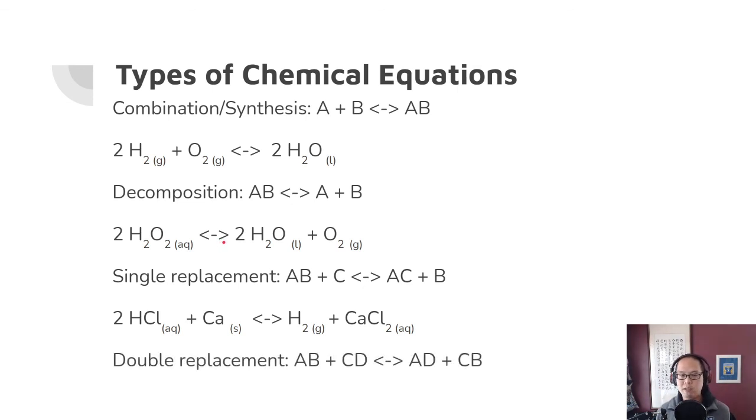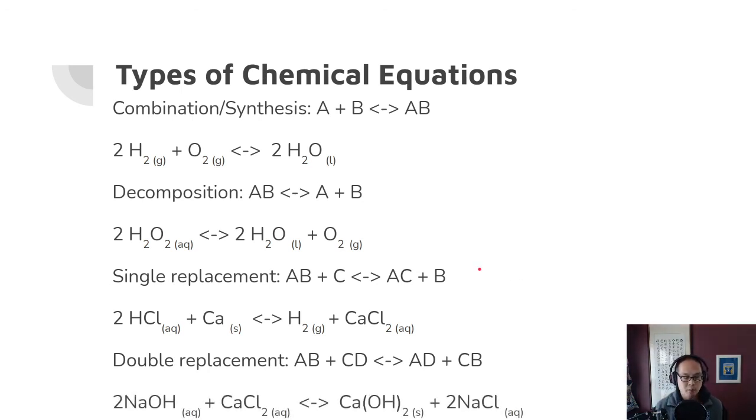Double replacement is one of those weird group marriage situations. AB plus CD, they just switch partners to AD plus CB. It's like switching partners on the dance floor, if you want to be a little more PG about it. My example here is 2NaOH plus CaCl2 yields Ca(OH)2. Remember, OH is hydroxide, so we treat that as one thing, plus 2NaCl. You can see how the partners switched: OH went with Ca, Cl went with Na.